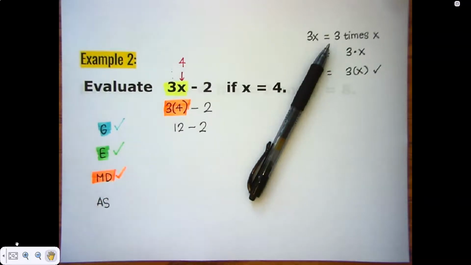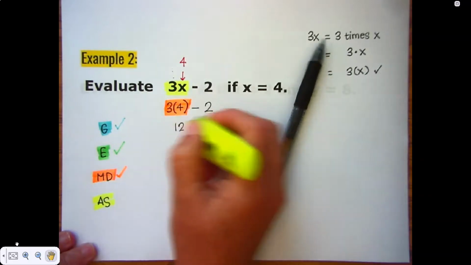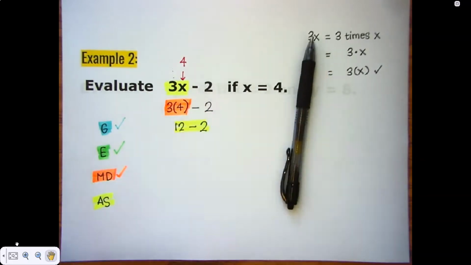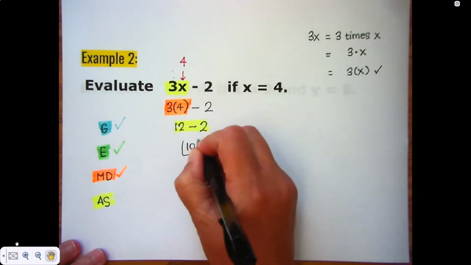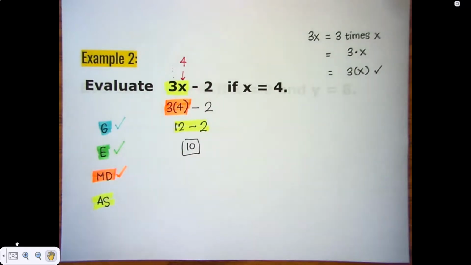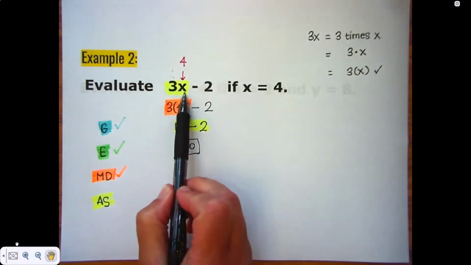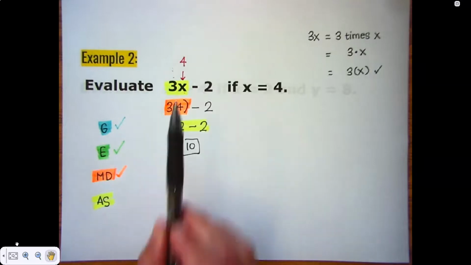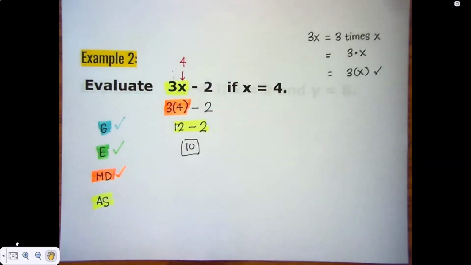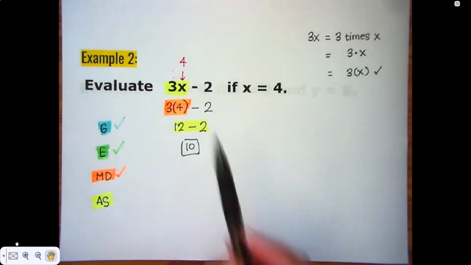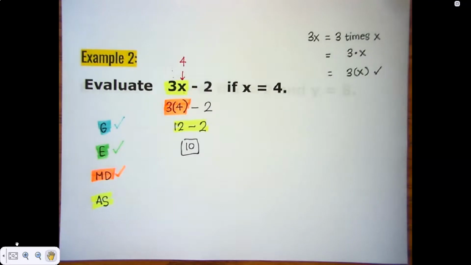And now I'm going to finish this off with, do I see adding or subtracting? I see 12 minus 2, so I have subtraction. And when I do that, I get 10 as the answer. So I wanted to show you this example because I want to remind you that when we see things like 3x, we've got to think about what that means. That means 3 times x. So when you plug that 4 in, you've got to do 3 times 4. And I want you to show that by using parentheses.